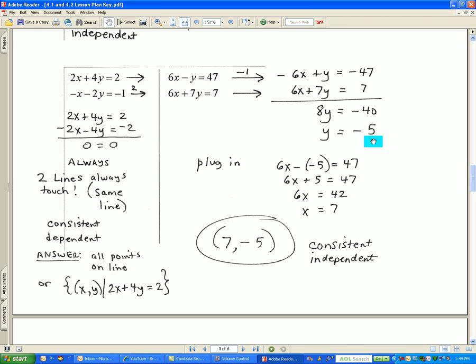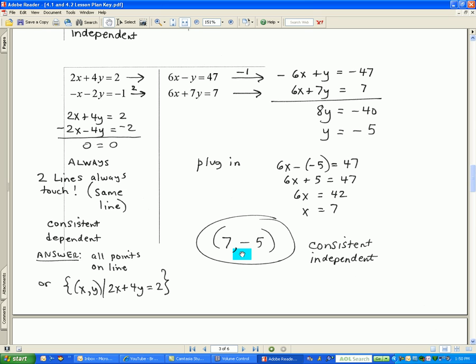Now, to get x, I'm going to go to either equation, but let's say I pick the top one. 6x minus a -5, that's what y is, equals 47. 6x plus 5 is 47. When I subtract 5, 6x is 42. When I divide by 6, x is 7. Our solution set is the ordered pair 7, -5.